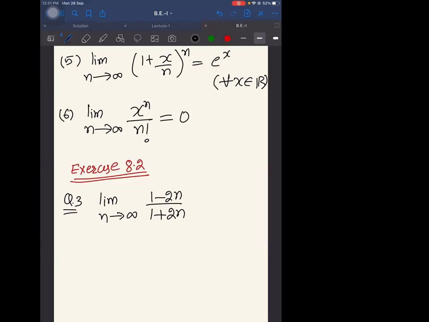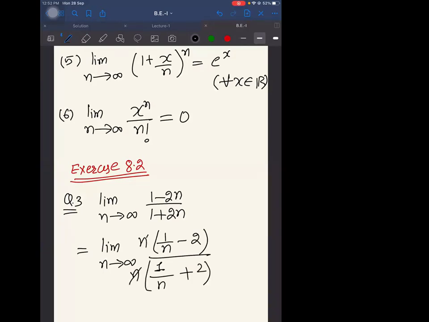So the basic rule is you take the highest power common, that is 1 by n. Minus 1 minus 2 upon 1 by n plus 2, is it okay? So n was taken common, and then it becomes 0 minus 2 upon 0 plus 2, so that is minus 1, right? Okay.